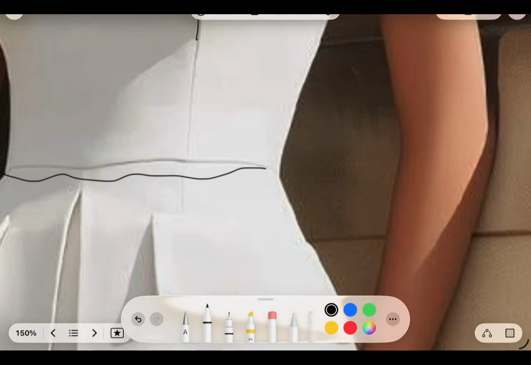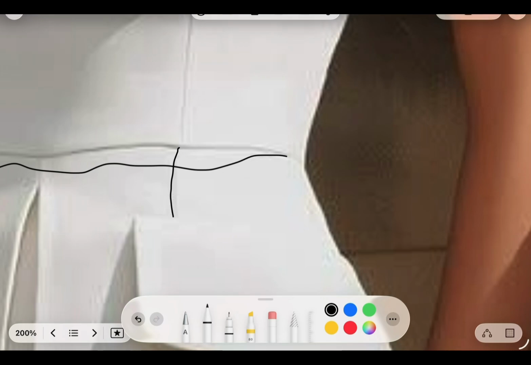Another thing I noticed is the darts. Since this is a flare, I don't know what purpose this dart is serving, except maybe just additional detail. It's really not serving any purpose there. So I don't know why there'll be a dart here.